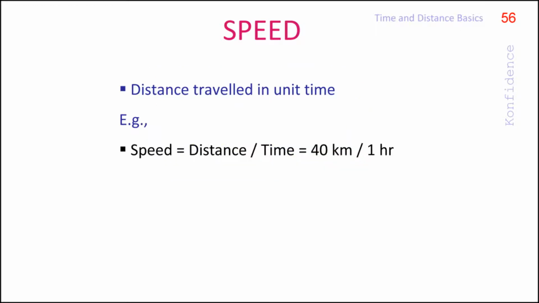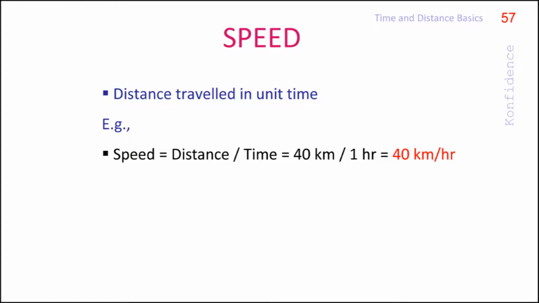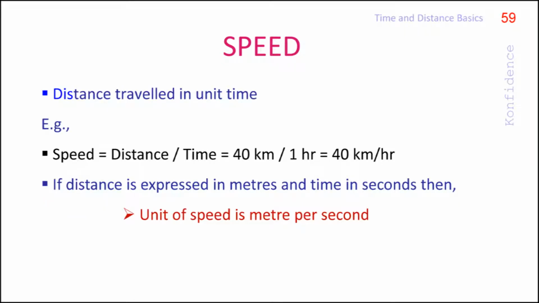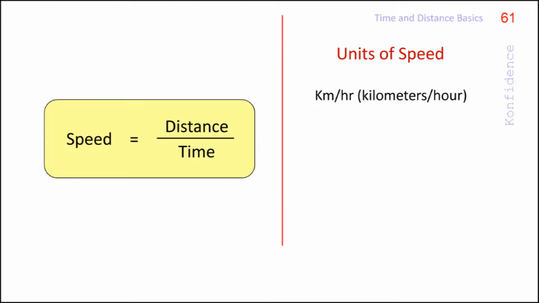Let us assume that you usually take 1 hour to cover the 40-kilometer distance from your house to the college. Then your speed is distance divided by time, or 40 kilometers divided by 1 hour, or 40 kilometers per hour. As the distance was expressed in kilometers and the time was expressed in hours, the speed is obtained in kilometer per hour. If you had expressed the distance in meters and time in seconds, you would get the speed in meters per second. Like kilometer per hour, meters per second is another commonly used unit for expressing speed.